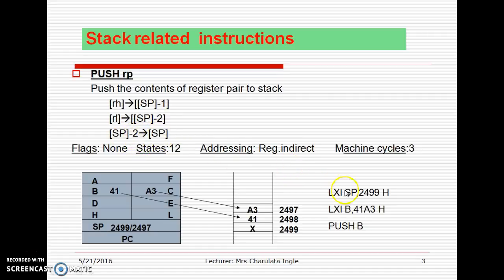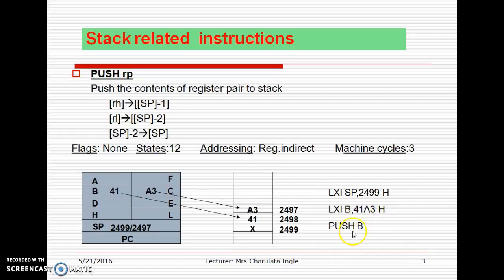Now let's have an example for this instruction. LXI SP, 2499. Before executing any stack related instruction, you should initialize the stack pointer with some memory location. Here, for example, we have initialized the stack pointer with 2499. So SP will be initialized at 2499. The next memory location available will be 2498. After this, LXI B, 41A3: this instruction loads the BC pair with the immediate data 41A3. It means after execution of this instruction, B will have 41 whereas C will have A3.